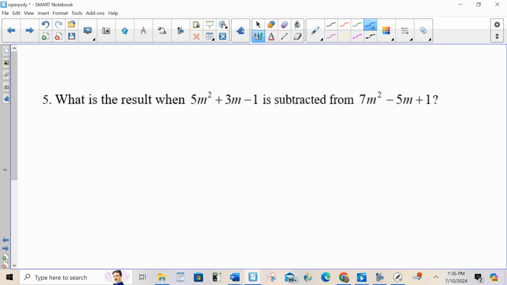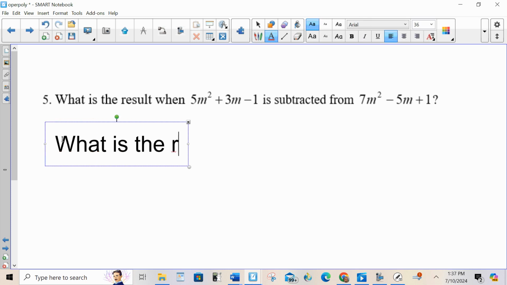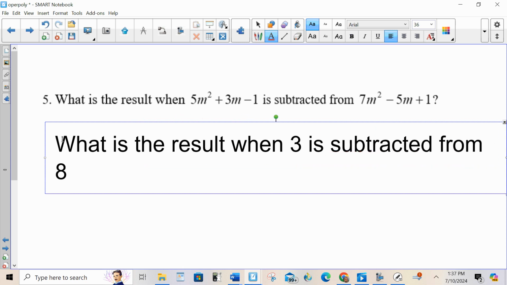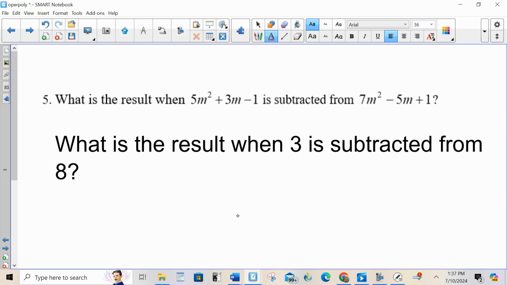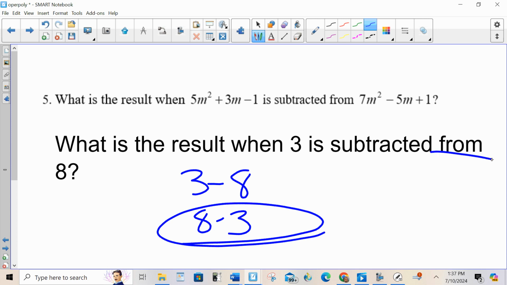Well, what if I said, what is the result when 3 is subtracted from 8? Well, here's my question to you. When 3 is subtracted from 8, is that 3 minus 8, or is that 8 minus 3? It's 8 minus 3. From comes first. Whichever number is associated with the from comes first.